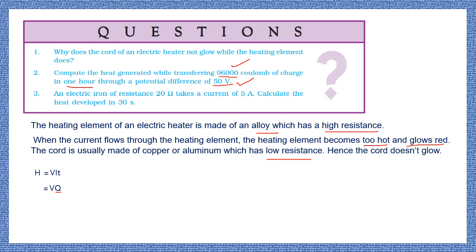The third one is, an electric iron of resistance 20 ohm takes a current of 5 ampere. Now you have to calculate the heat developed in 30 seconds. R is given, current is given and time is given, and you have to find out heat. So here also we will use the formula H is equal to VIT. Now do one thing, substitute the value of V. So V is equal to IR, so the formula will become I square RT, or directly this formula we are having, H is equal to I square RT. So you can substitute the values of I, R and T and you will directly get the answer.